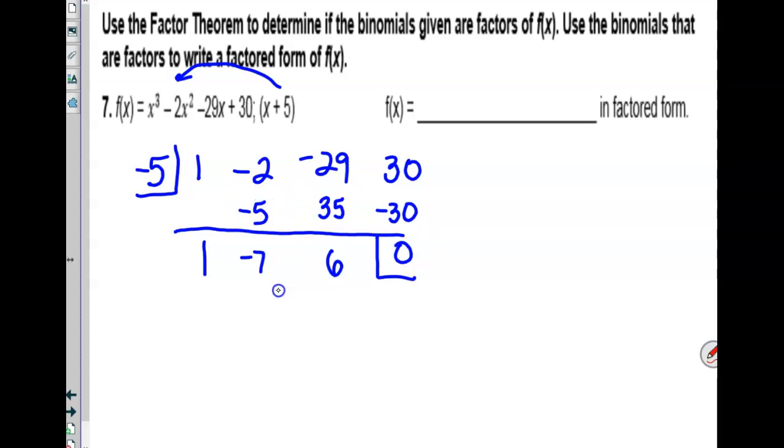All right. They want us to factor this, so we have x plus 5 as a factor, because we did this and it went in evenly. What's left down here? X squared minus 7x plus 6. Does that factor further? How does that factor?